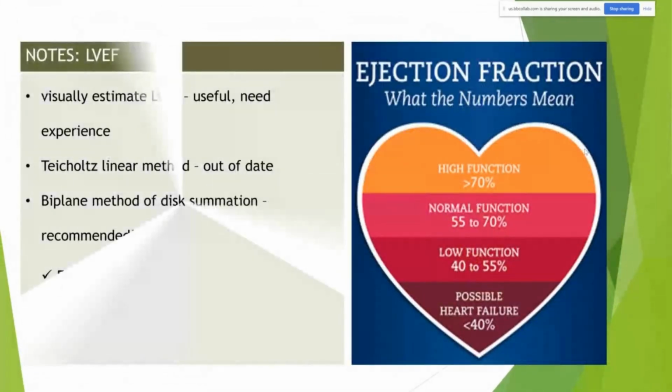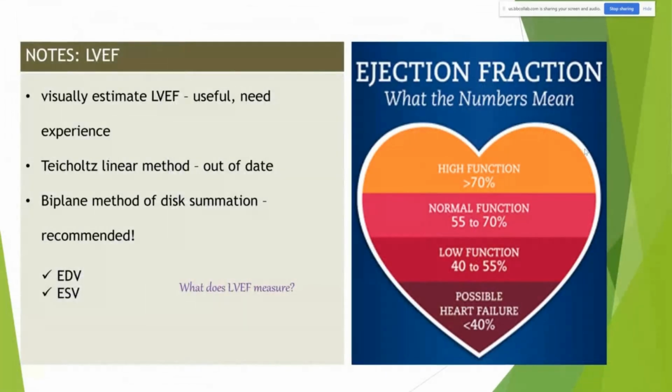So what the ejection fraction is, it is the percentage of blood that the heart pumps out every single beat. So again, the EF is a measurement of how much blood is pumped out of the left ventricular chamber every time the heart contracts.